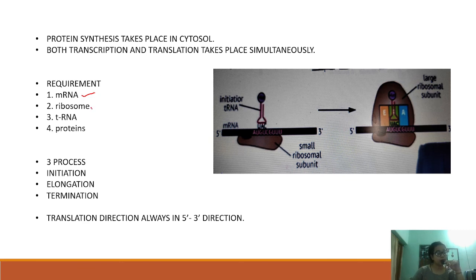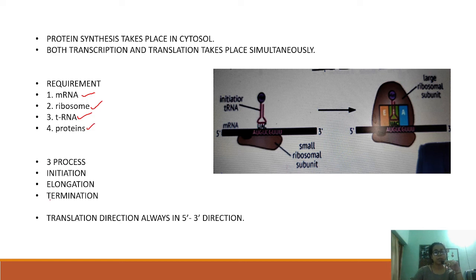Next is ribosome, obviously, because protein synthesis will take place there. Next is tRNA. When we were discussing the structure of the tRNA, I already discussed that tRNA is known as transfer RNA. That is, it transfers the amino acids to the mRNA for protein synthesis. Next, obviously, proteins will be formed.